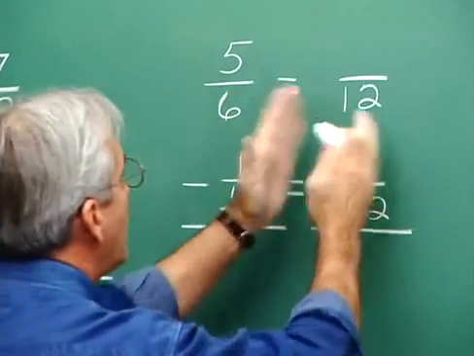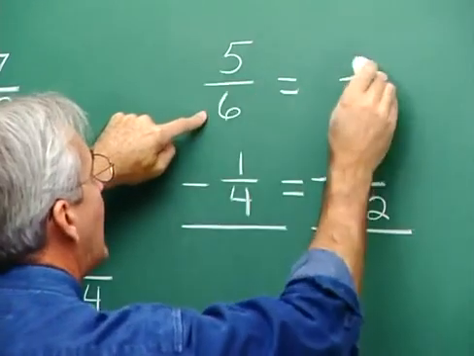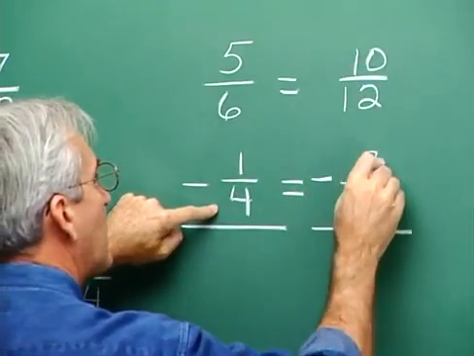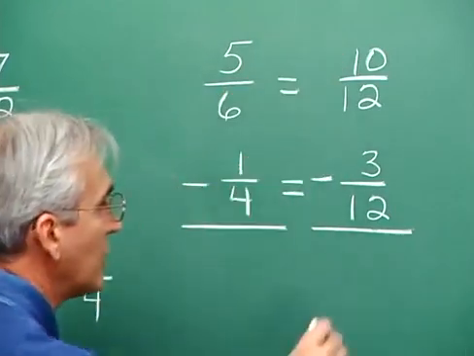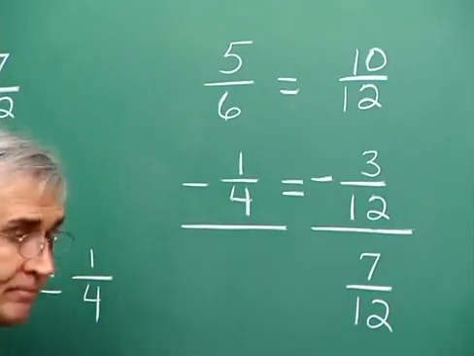At any rate, let's see, we need new fractions. 6 into 12 goes 2. 2 times 5, 10. And down here, 4 into 12, 3. 3 times 1, 3. And now we're ready to subtract. 10 minus 3 is 7. So this is 7/12 for our answer.